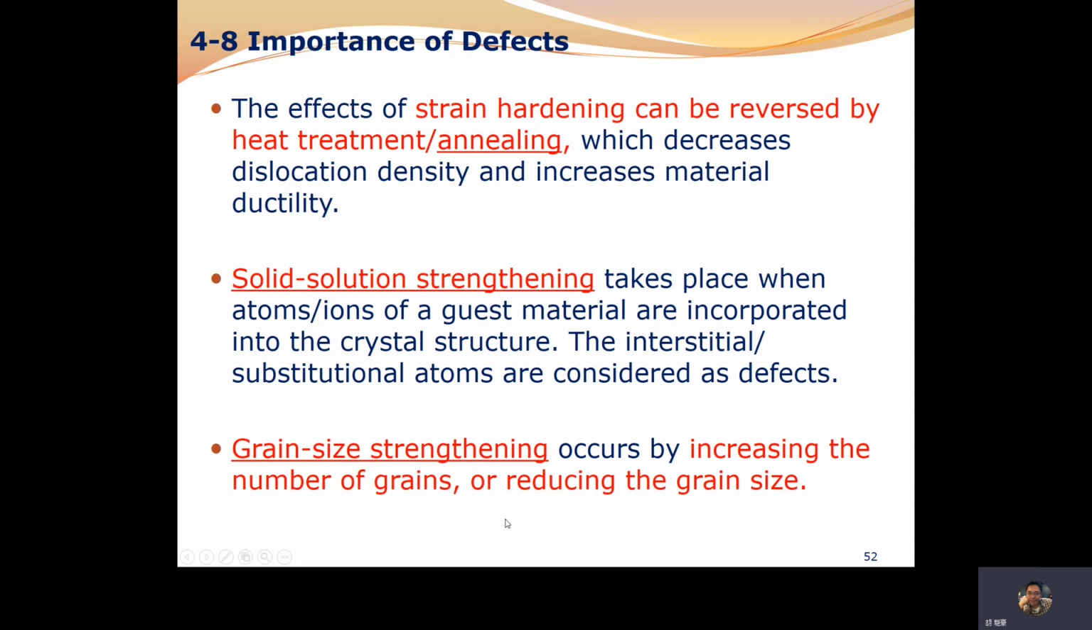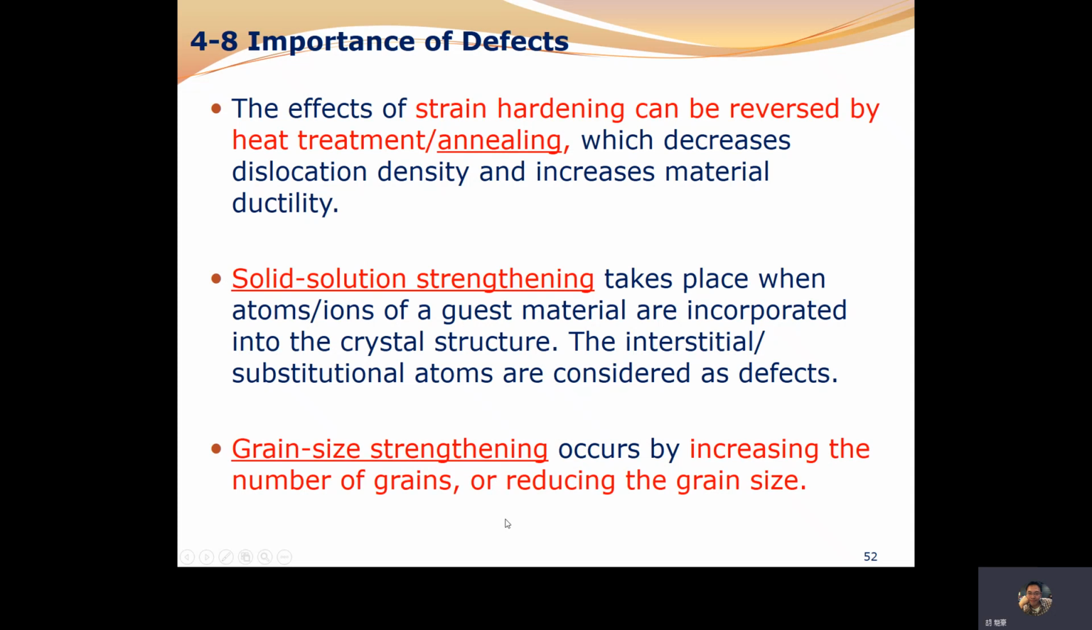And the third strengthening is called grain size strengthening, which I already mentioned, right? Grain size strengthening occurs by increasing the number of grains or reducing the grain size, or we can say increasing the grain boundary, right? That can be regarded as the barrier or obstacles to dislocation.